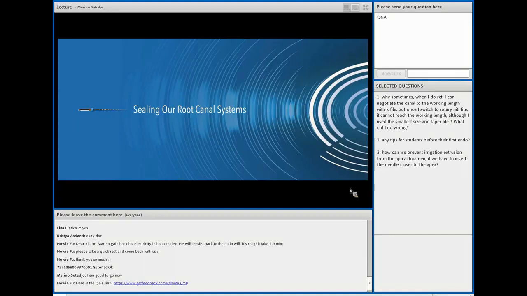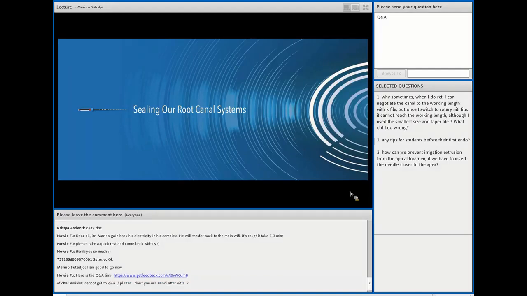Can everybody read question one? Why, sometimes when I do RCT, root canal treatment, I can negotiate the canal to the working length with a K-file, but once I switch to a rotary nickel titanium file, it cannot reach the working length, although I use a smaller size and taper file. What did I do wrong? This is the first question.